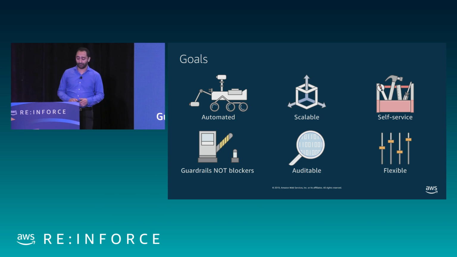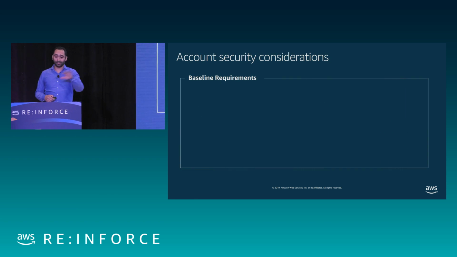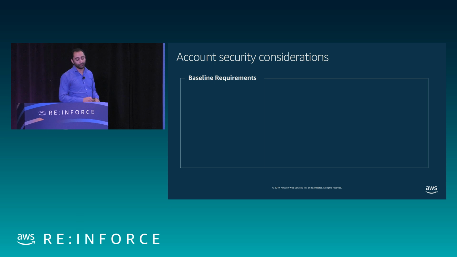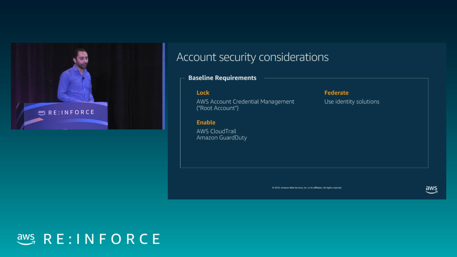What if we can move toward that model? Now, I'm not promising you that I can give you that today, but this is the mental framework and things that we think about as we move forward. So a few things we do before we start: lock credentials for the root account, enable CloudTrail, GuardDuty to make sure we get security findings.